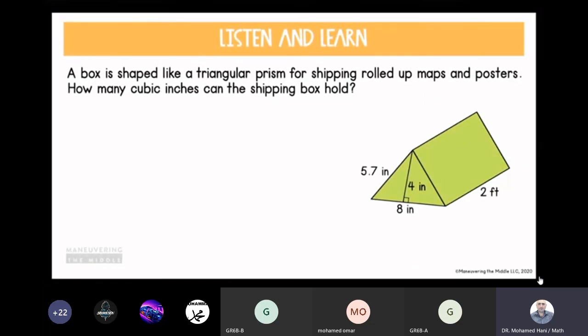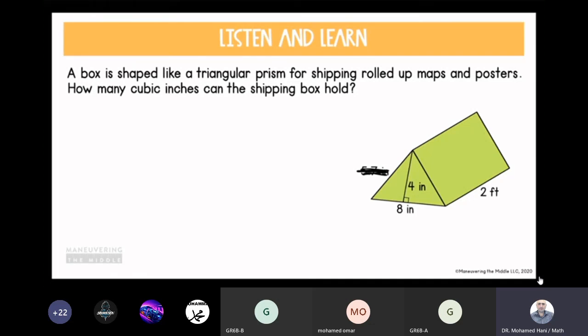Let's look at a word problem. A box is shaped like a triangular prism for shipping rolled up maps and posters. How many cubic inches can the shipping box hold? So if you look at the figure, we can see that this is a triangular prism. I see the 8 inches and the 4 inches are representing the triangle's dimensions. See that 2 feet represents the height of my prism. And I see 5 7/10 inches is actually extra information. I don't really need this because it doesn't fit into the formula. It doesn't help us in any way.